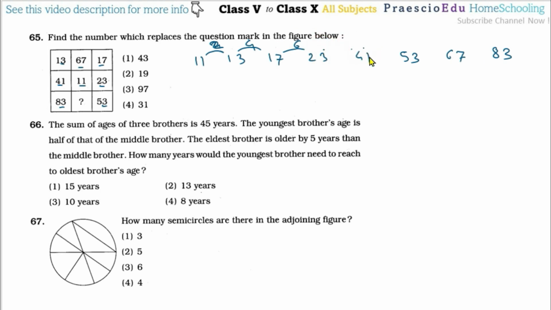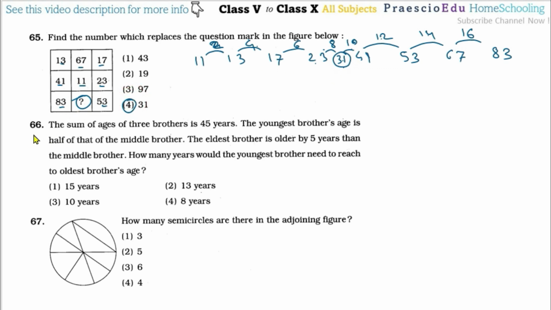But here if you see 41 and 53, the difference is 12, here 14, and here 16, means 2, 4, 6, there should be 8, and after this there should be 10, and then 12, 14, 16. So 41 minus 10 is 31, and 31 minus 8 is 23, means this is perfectly in a series. So the missing number is 31, so the question mark can be replaced by 31, and 31 is given in option number 4.